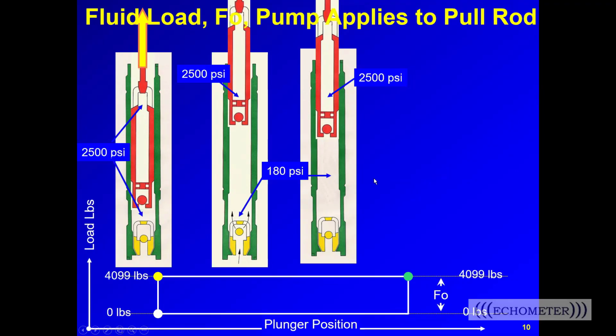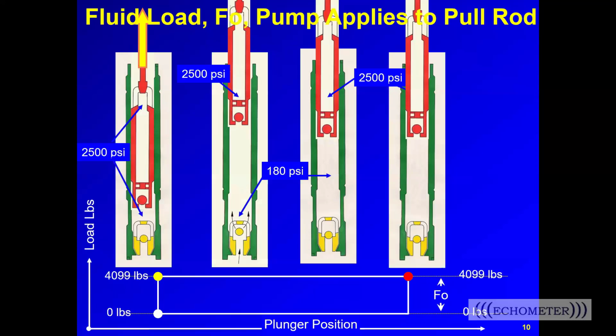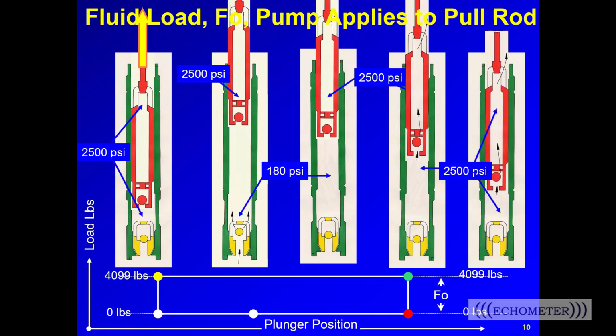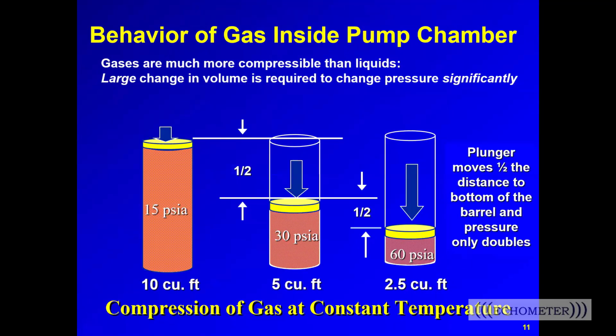Now on the downstroke, compression is happening inside the pump barrel. And when the pump is full of liquid, it takes very little movement of the plunger, just a small amount of compression to increase the pressure from 180 psi up to over 2,500 psi to push that traveling valve off the seat, now allowing fluid to transfer into the tubing. Now the amount of movement that has to occur in order to increase the chamber pressure to above that discharge pressure depends on the compressibility of the fluid inside the pump.